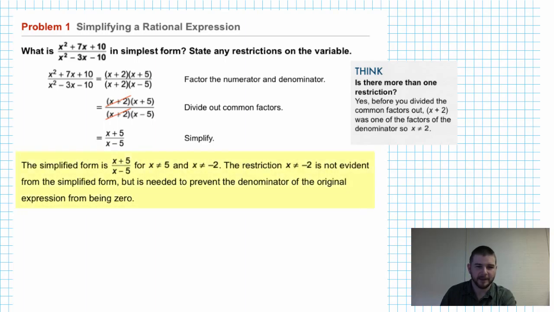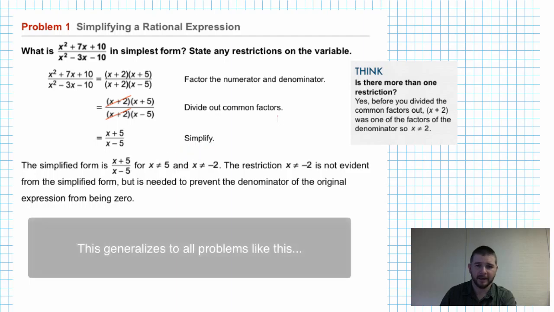The simplified form is x plus 5 over x minus 5 for x does not equal 5 and x does not equal negative 2. On your work, it's absolutely fine with me if you would write something like this as x cannot equal 5 comma negative 2 instead of writing them separately. Very good thing to take note of.